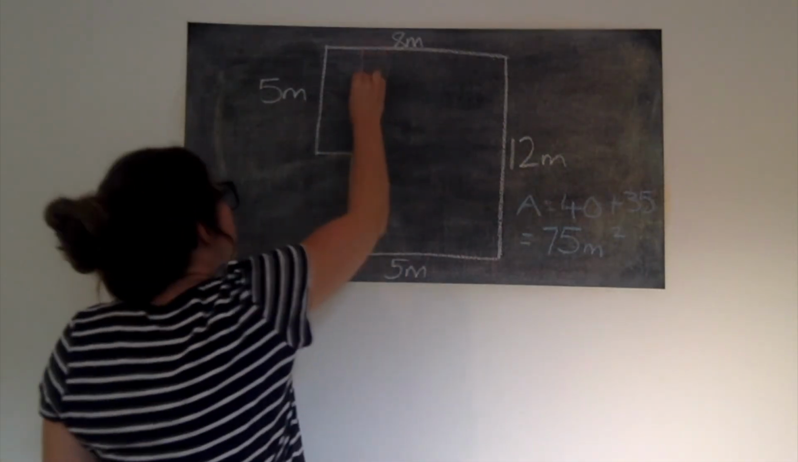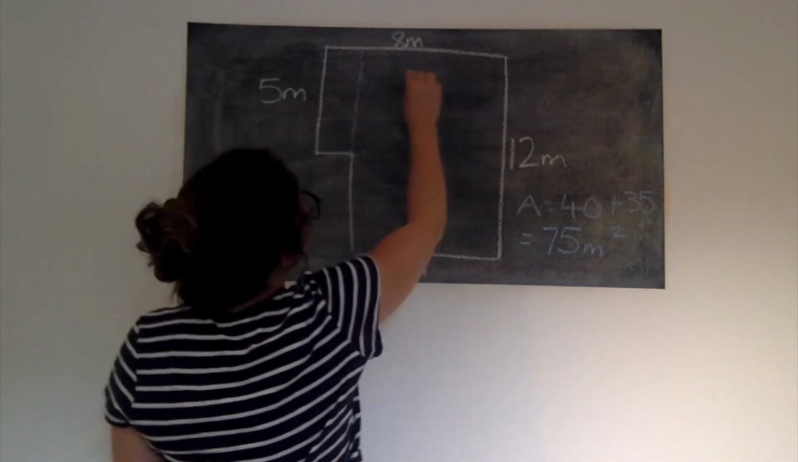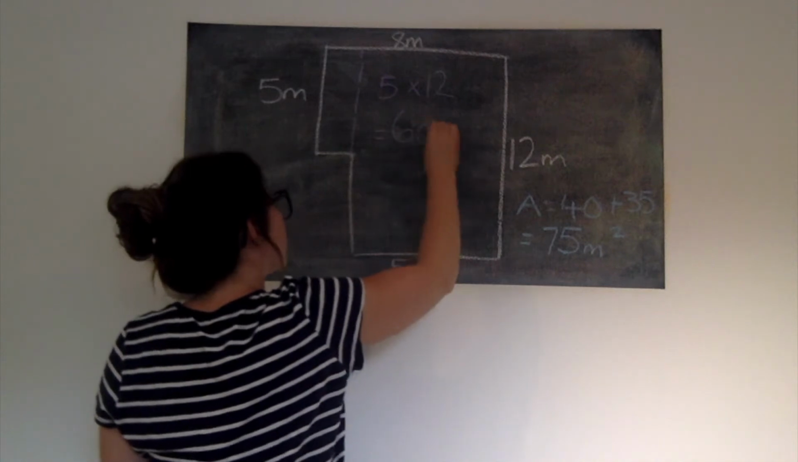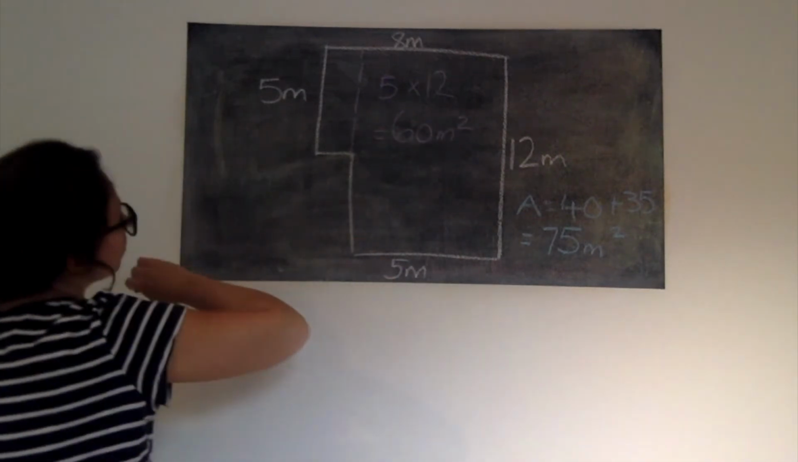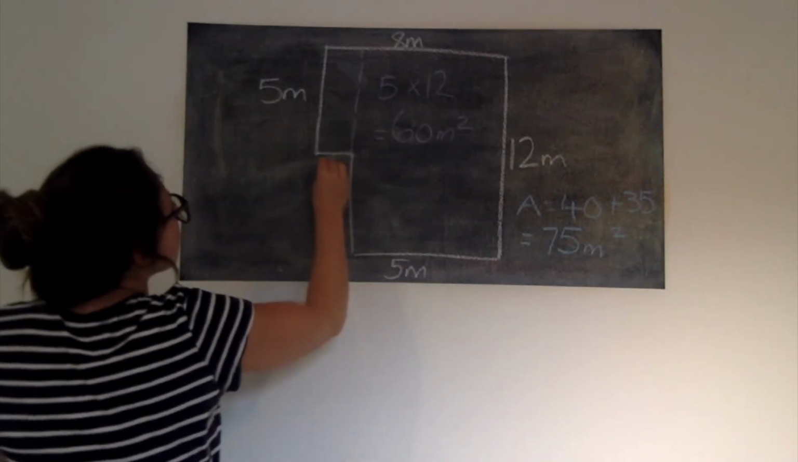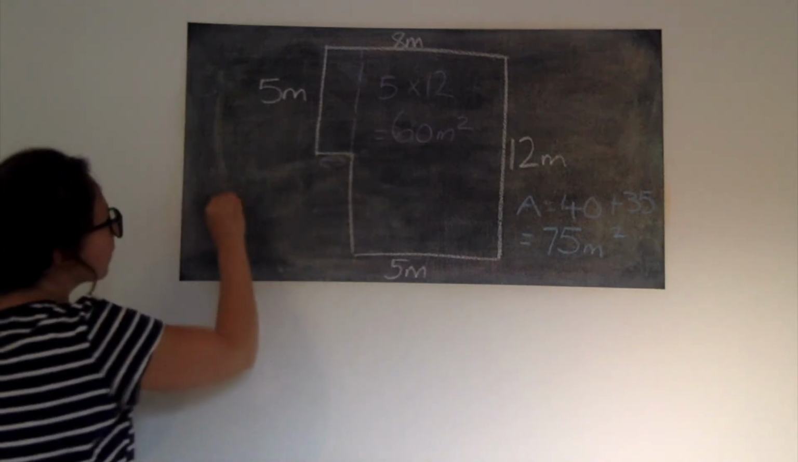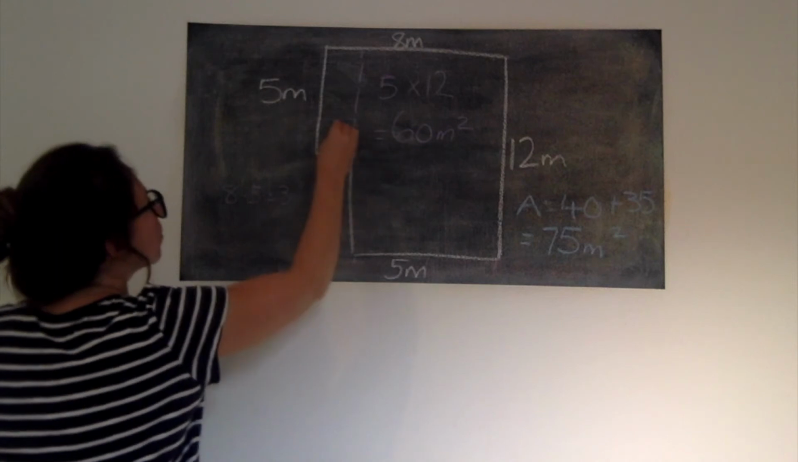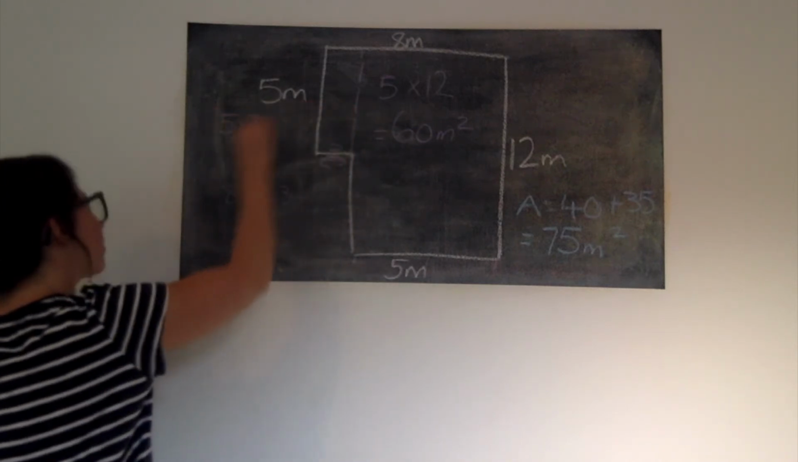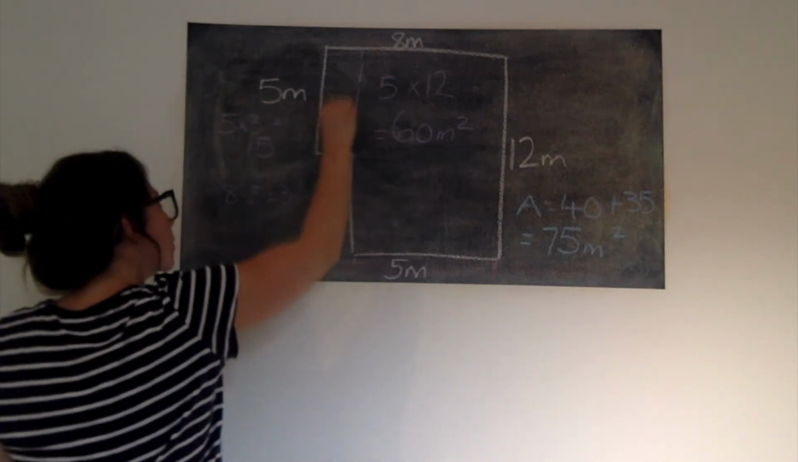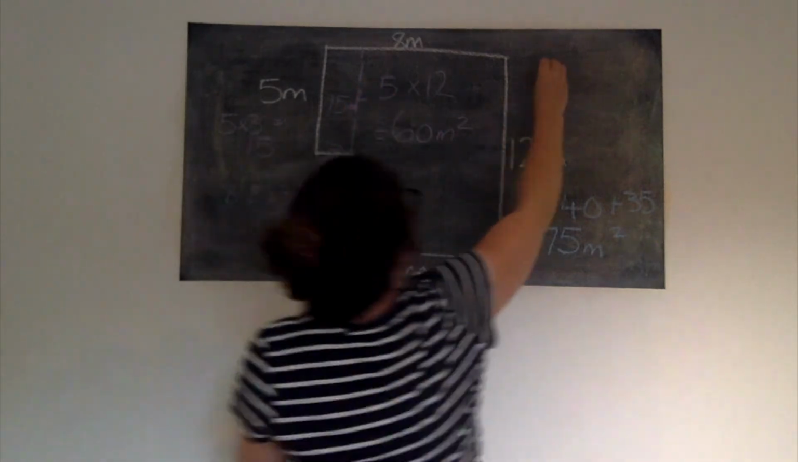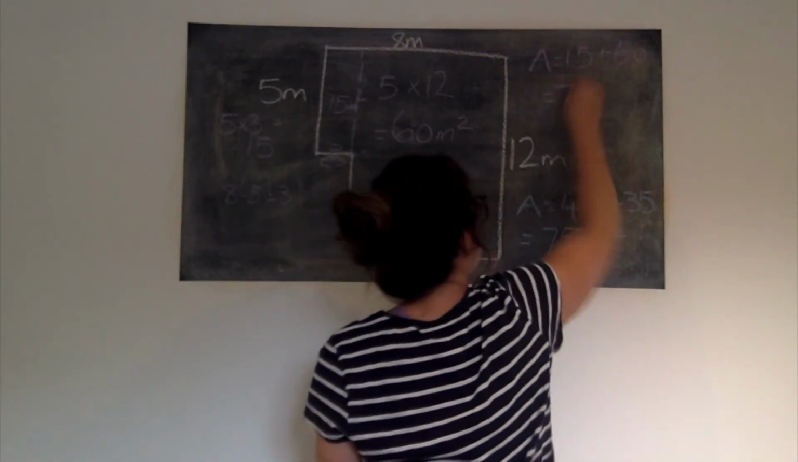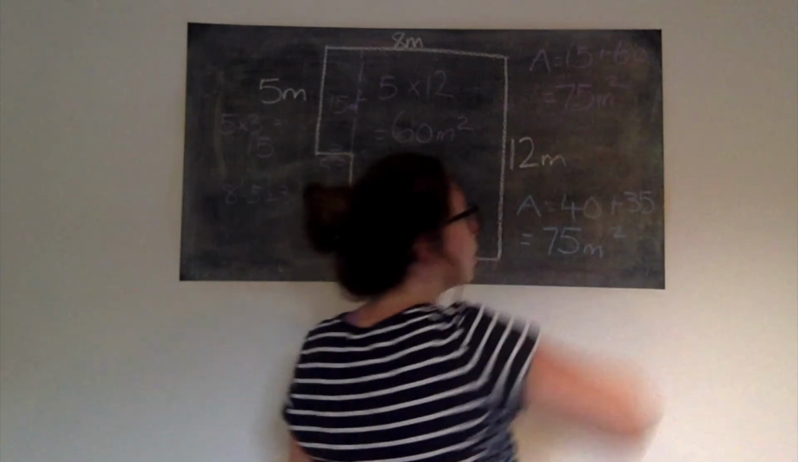Here's another way that you could have split this compound shape into 2 shapes. So by splitting off that small section, the large rectangle that we're left with, we do 5 times by 12, which gives us 60 metres squared. And then the small rectangle, we need to find out the width. So we do 8 subtract 5, which gives us 3. So then our width times our length is 5 times by 3, which is 15 metres squared. Same as before, we add these together and we get the same answer of 75 metres squared.